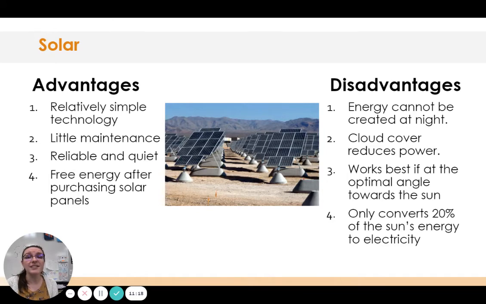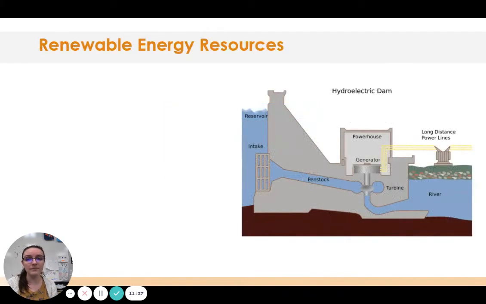It also is reliable, but not super efficient. It only converts about 20% of the sun's energy into electricity. So one of the benefits of fossil fuels is that they are really efficient. You can get a lot of bang for your buck out of fossil fuels. You can't get as much for solar.